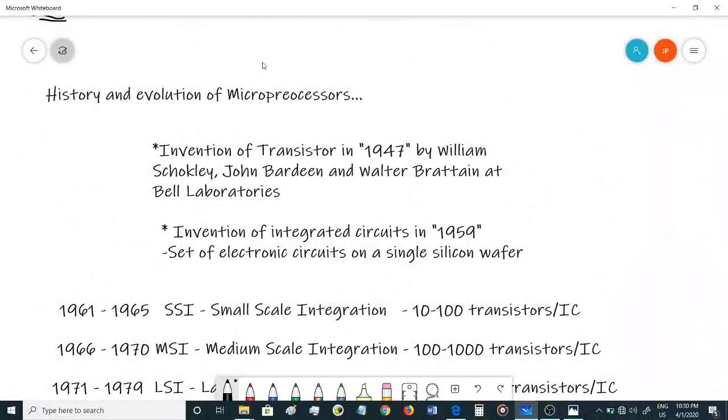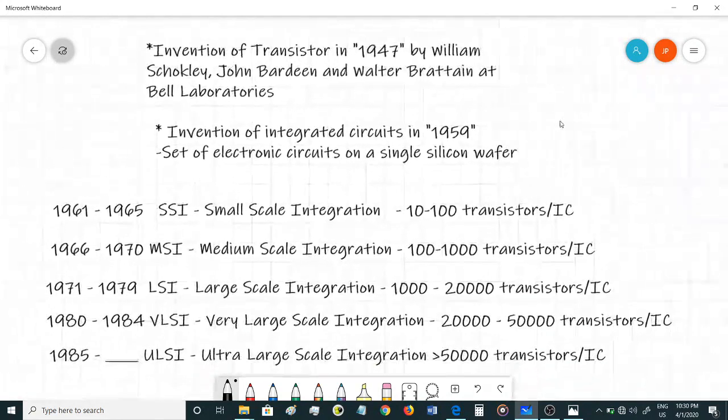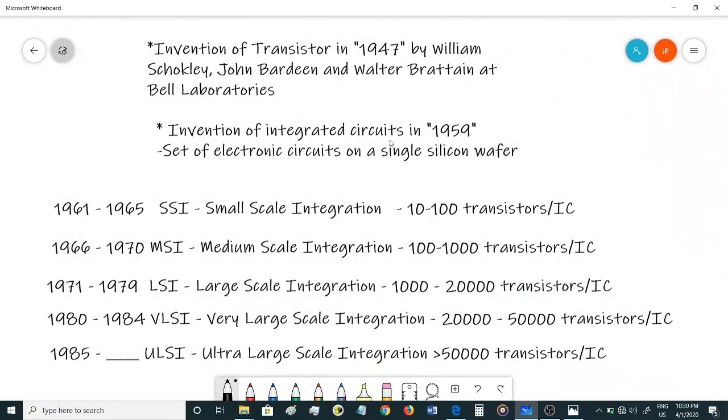We all know that the transistors were invented in 1947 by William Shockley, John Bardeen and Walter Brattain at the Bell Laboratories, right? The solid state transistors. And then the invention of integrated circuits happened in 1959. Basically, integrated circuits means electronic circuits formed on a single silicon wafer, right?